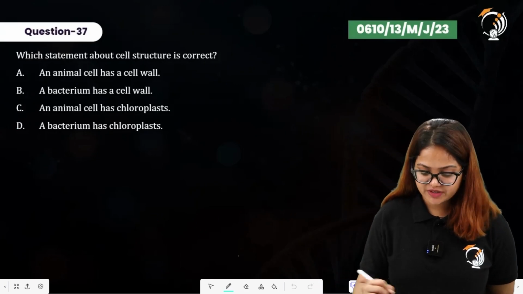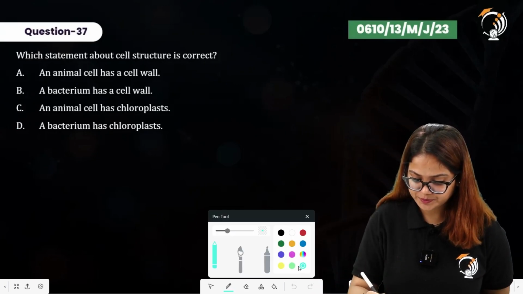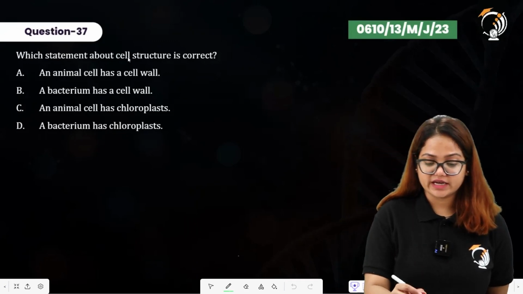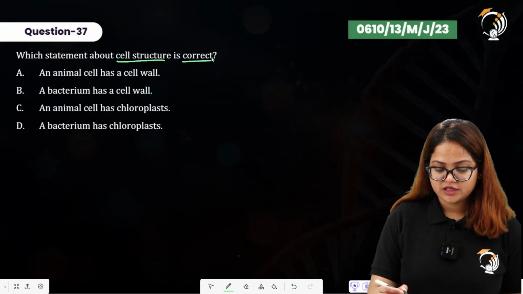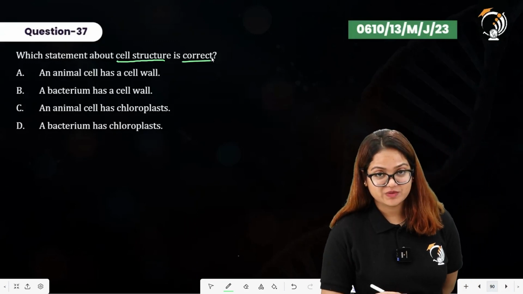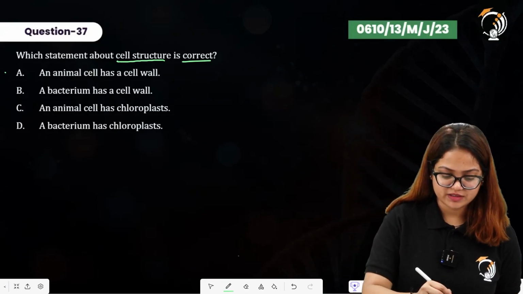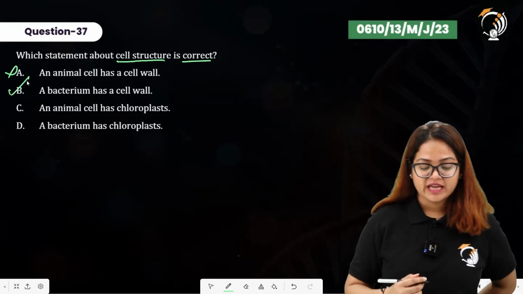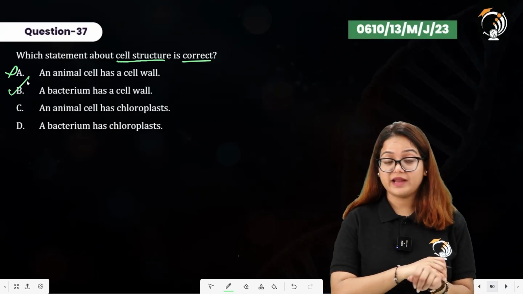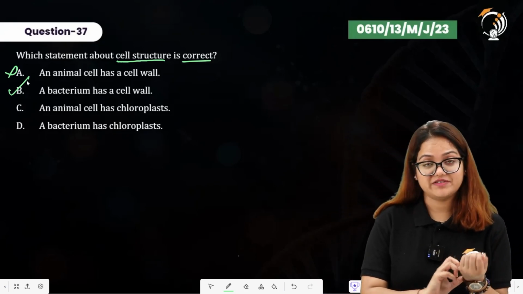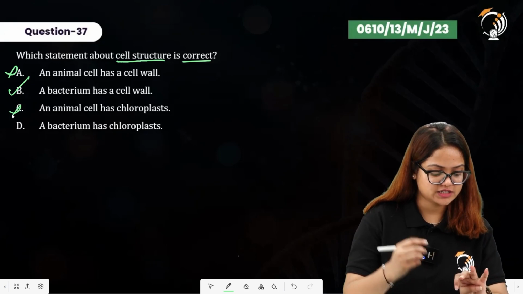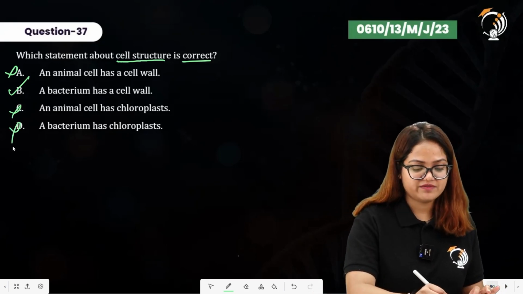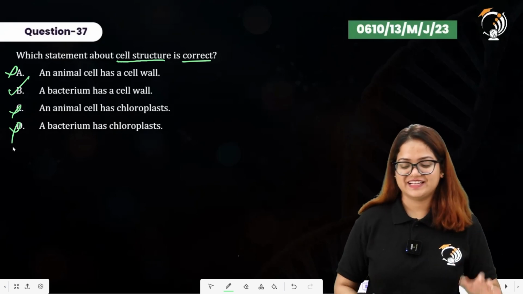Then we have question number 37 that says which statement about cell structure is correct? An animal cell has a cell wall. An animal cell never has a cell wall. A bacterium has a cell wall. They do have a cell wall. An animal cell has a chloroplast. So, animal cell never has chloroplast. This is also incorrect here. Then we have a bacterium has a chloroplast. A bacterium does not have chloroplast. Option B is the right answer here.